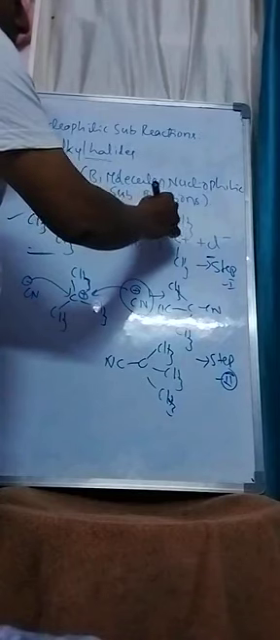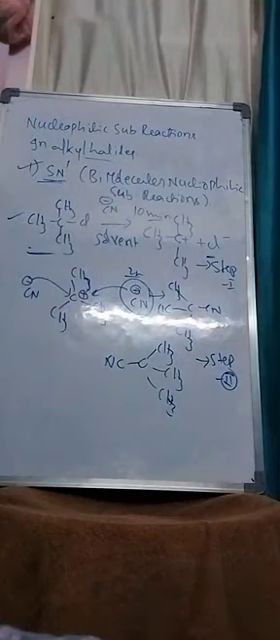Suppose the carbocation forms in 10 minutes. After formation of the carbocation, the nucleophile immediately attacks, so that takes 2 or 3 seconds. So the total time taken to complete the reaction depends on the formation of the carbocation, and that comes from the alkyl halide.